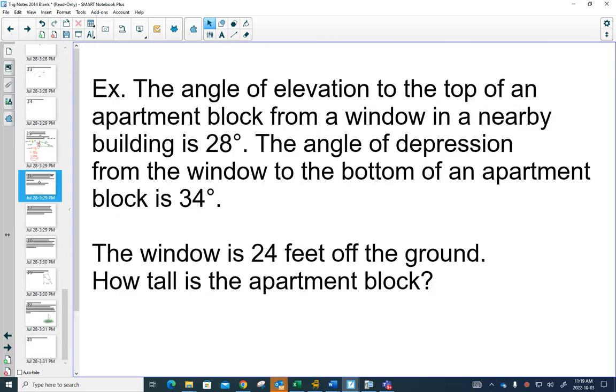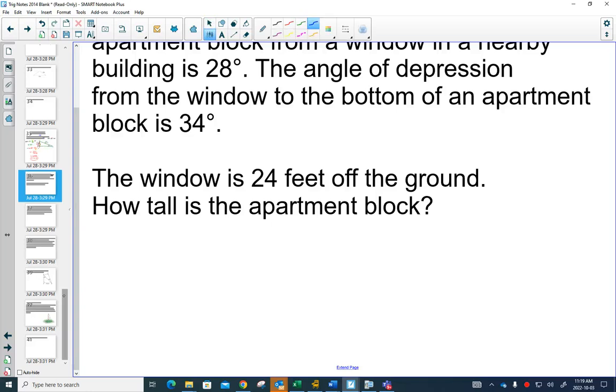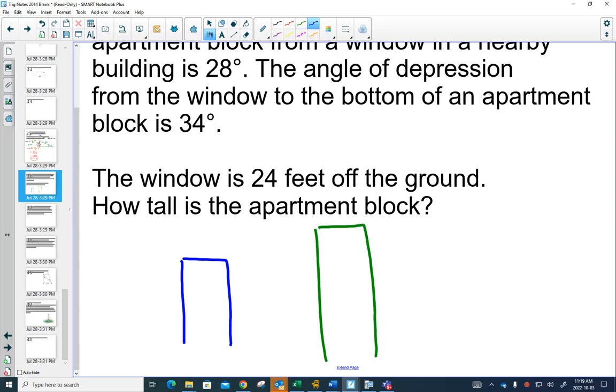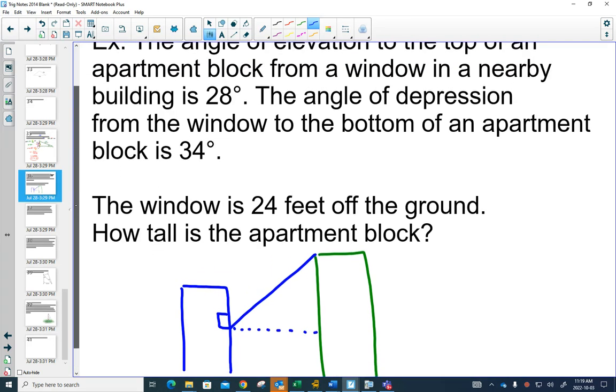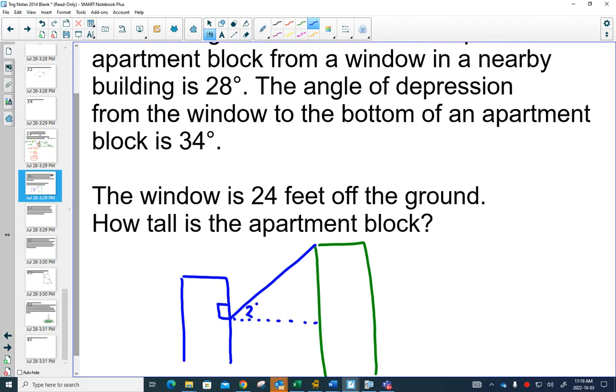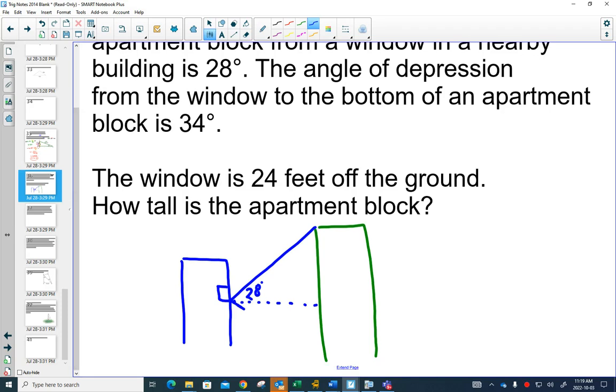So you have two buildings. You got a blue building and maybe a green building. And there's a window on the blue building. And from that window, I'm going to draw a horizontal line. The angle of elevation to the top of the building is 28 degrees. So I know that this is 28 degrees. And the angle of depression from the same window to the bottom of the building is 34 degrees.